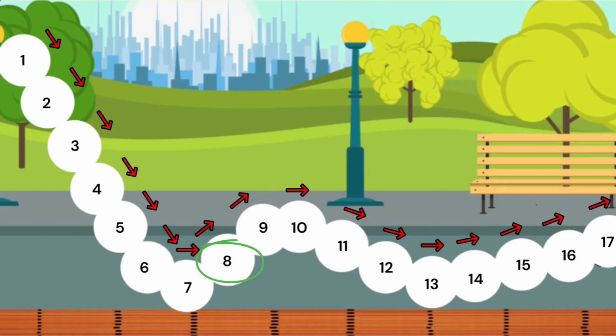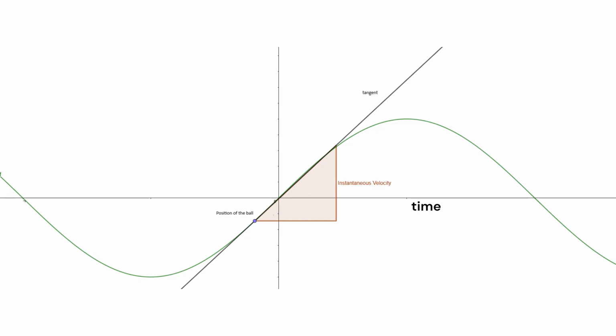To find the instantaneous velocity at 8th position, all we need to do is go back in time and find out the behavior of the ball when it was at number 8. As simple as that. As we do not have a time machine, let's take help from our high school geometry. In geometry, the slope of a tangent tells us how the behavior of an object with respect to one axis is influenced by the other.